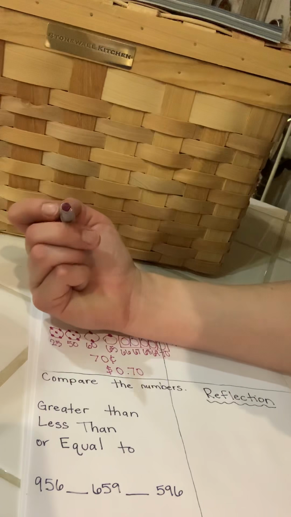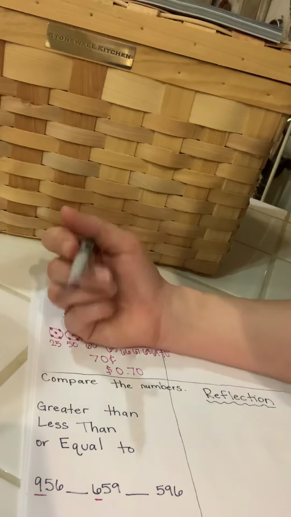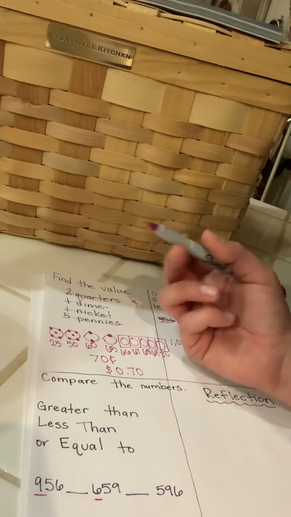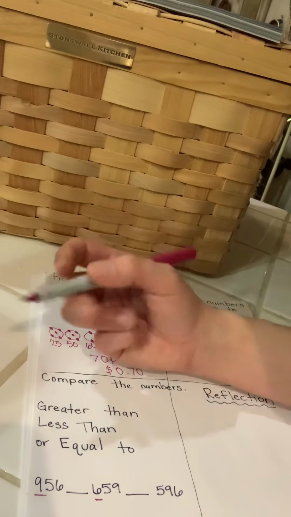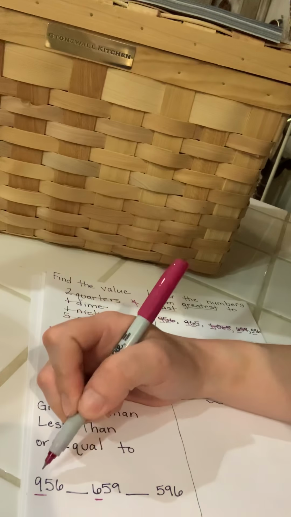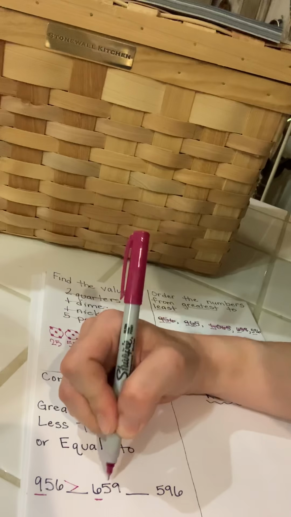Again, start in the highest place value. We have 9 in the hundreds place and 6 in the hundreds place. 9 is greater than 6. So I know that the mouth always eats the bigger number, right? So 956 is greater than 659.